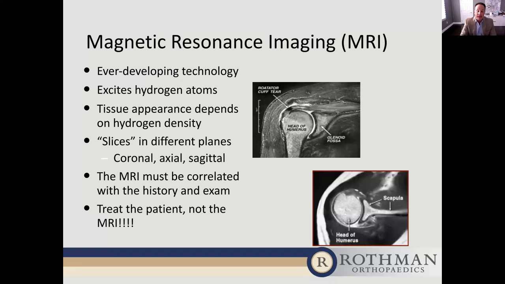What they do is the magnet excites hydrogen atoms and has them all line up, and then different tissue densities appear as different colors on the grayscale in an MRI. And we can slice the patient in either coronal views, axial views, or sagittal views from the side. And we always have to say the MRI has to correlate with the history and the physical exam. We don't just treat the MRI, we treat the patient.